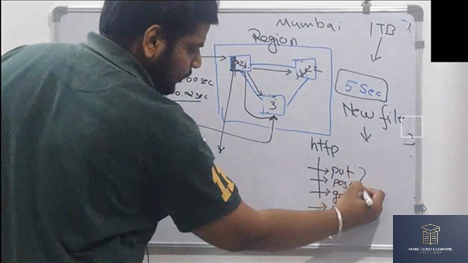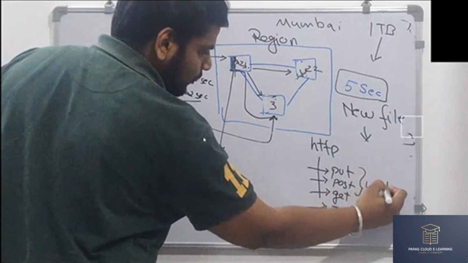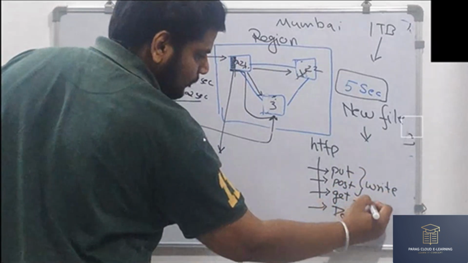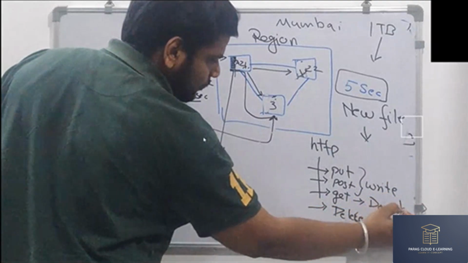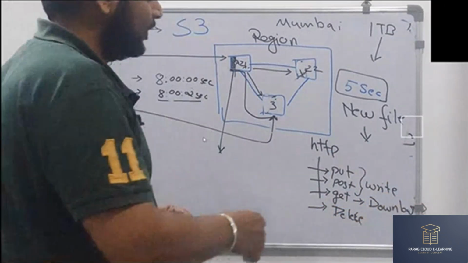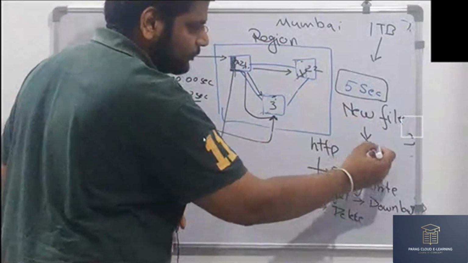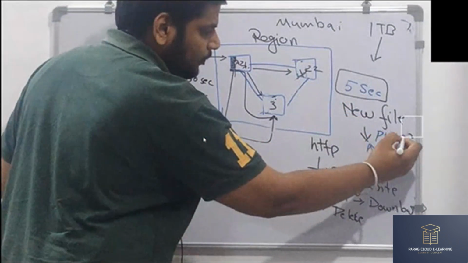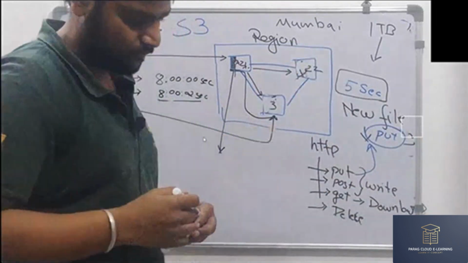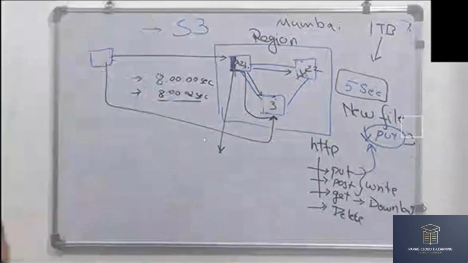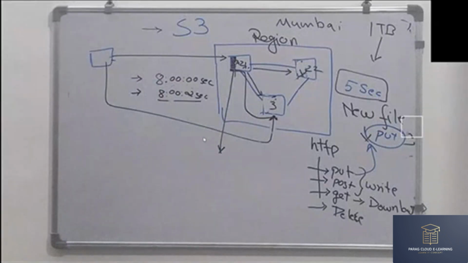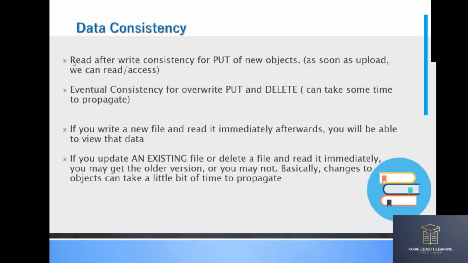Put and post are for writing. Get is for downloading. So if I'm creating a new file, this is a put request. In HTTP protocol, when you are uploading a file, it is a put request in Amazon. So read after write consistency for put of new object. As soon as you upload a file, you can read or access the file.